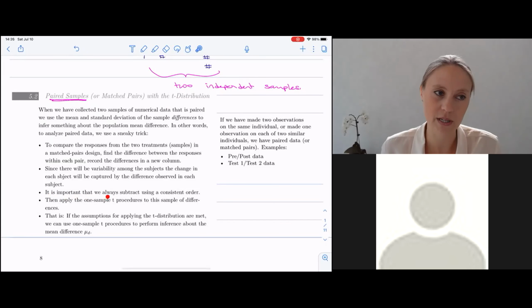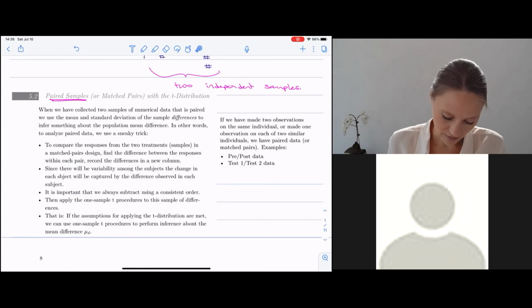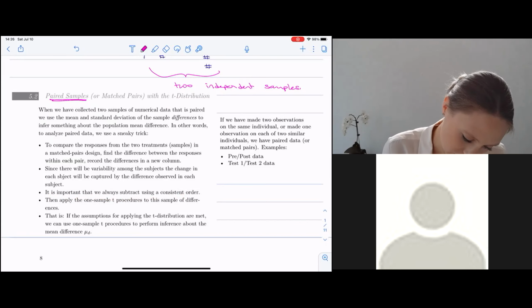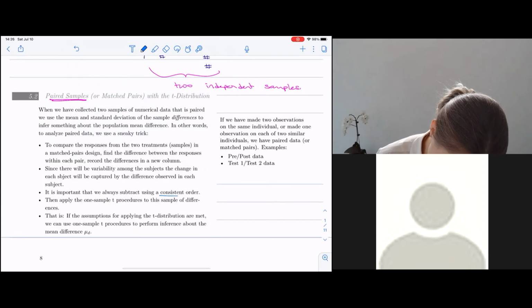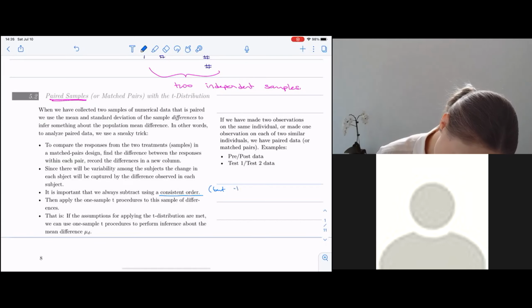One thing that we need to remember is that it's really important that you're always subtracting in a consistent order so that a negative number always means the same thing, and alternatively, a positive number also always means the same thing in that scenario. However, the order doesn't matter, right? You just have to be consistent. Okay. So using a consistent order, but the order itself does not matter.